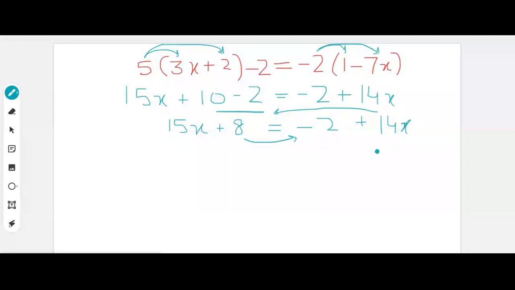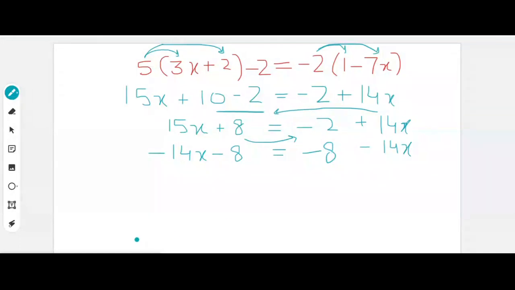Okay, now what we'll do, if we want to eliminate this 14x from the right hand side of the equation, we will subtract 14x from the right hand side. You can write here minus 14x. If we are subtracting 14x from the right hand side of the equation, we will subtract 14x from the left hand side of the equation as well. Now we need to shift this 8 to the right hand side, so we'll subtract 8 because it is with the addition sign, so we'll subtract 8 from both sides of the equation.